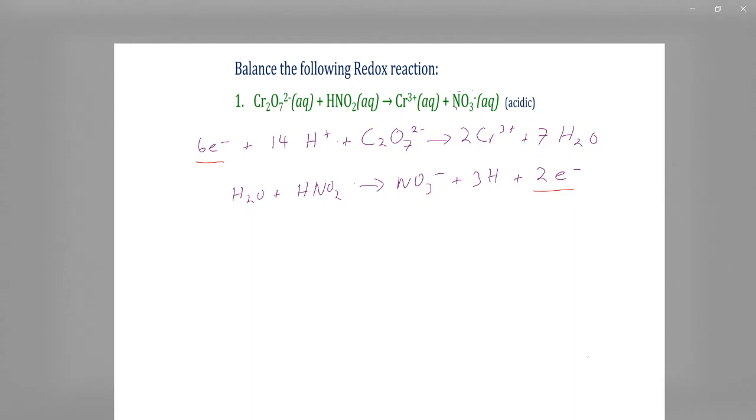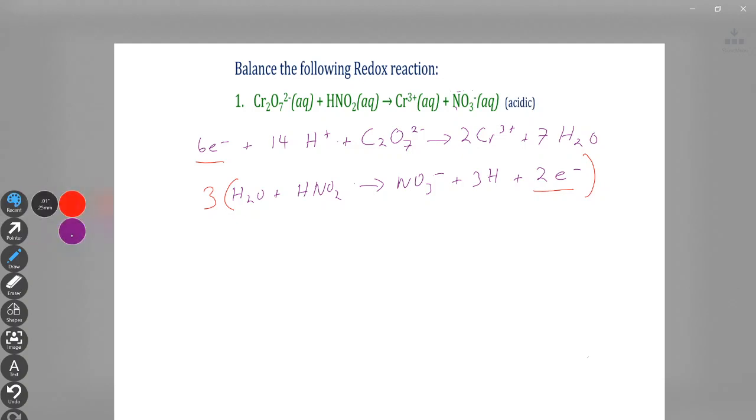So what we need to do is find some integer that will give us the same number of electrons coming in as we have coming out. So here, probably the best thing to do is just to multiply the second one by 3, because that will give me 6 coming out. I have 6 going in, 6 coming out, easy enough. So what I'm going to do now is just rewrite the equations down below. So just draw a line here.